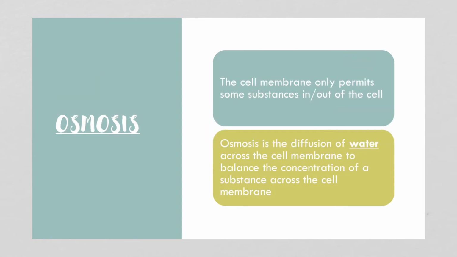Osmosis is when water moves instead. So sometimes not all particles or substances can go across the cell membrane. So osmosis will take place, and that's the diffusion of water molecules across the cell membrane to balance out the concentration of a substance across the cell membrane. So if, for instance, sugar can't get out of the cell, but there's too much in the cell, water will go in to dilute the sugar so the concentration is the same on both sides of the cell.